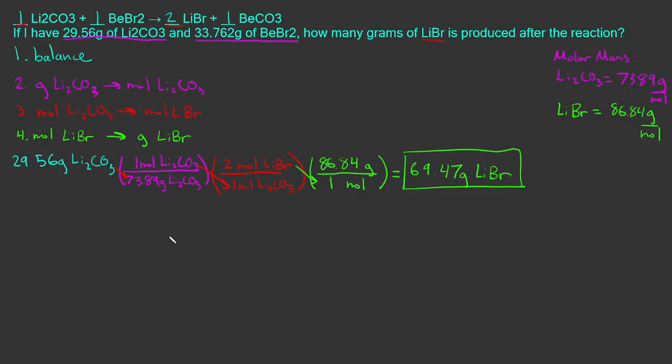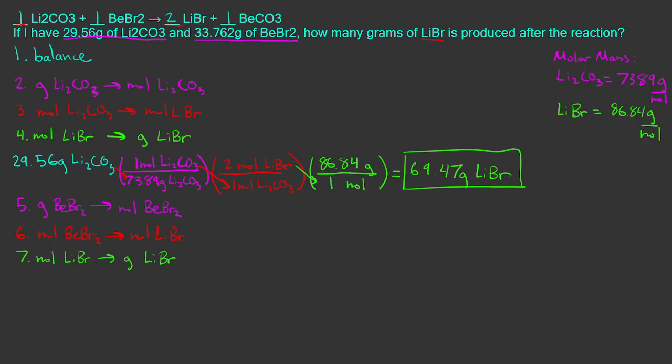The second half is just doing this once again. I'll color coordinate. Step 5 is to go from grams of our other compound, BeBr2, to moles of BeBr2. Step 6 is to go from moles of BeBr2 to moles of LiBr. And then our last step, step 7, is to go from moles of LiBr to grams of LiBr.